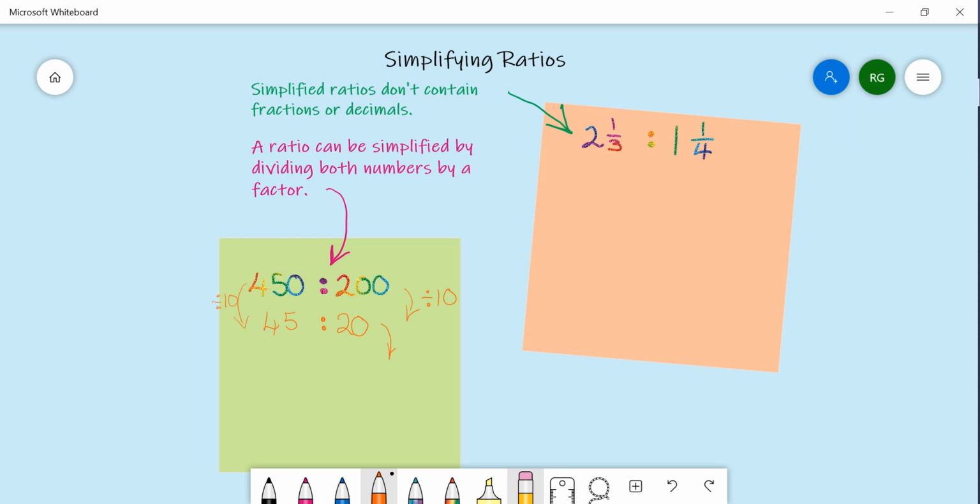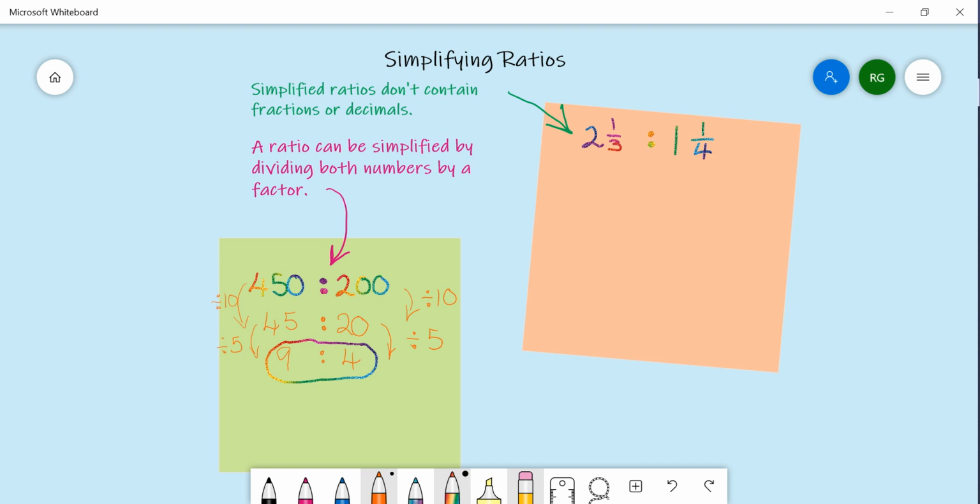Again, I can see that I can simplify both of these by dividing both the left and the right by the number 5, and I get 9 parts to 4 parts. Now there are no more common factors of the number 9 and the number 4, so my simplified ratio is 9 parts to 4 parts. And that is my answer for that one.